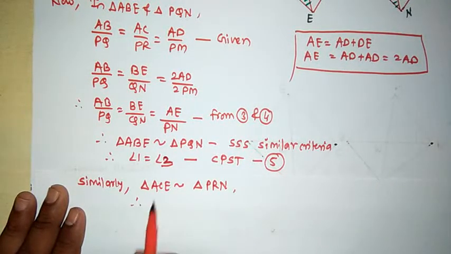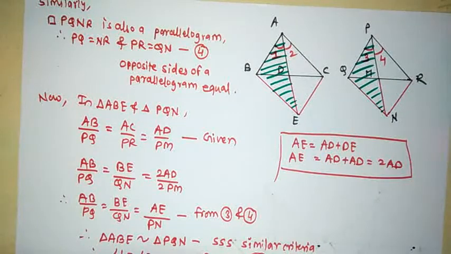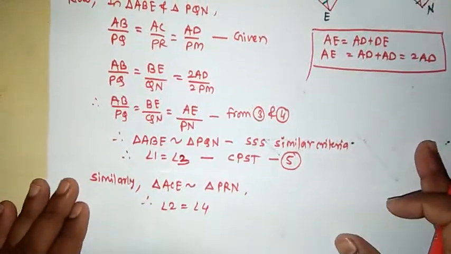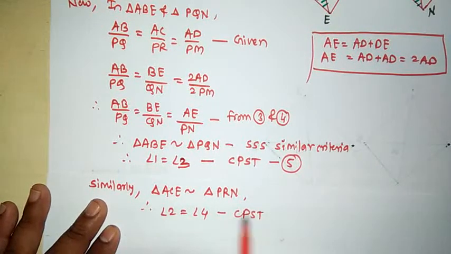Therefore, can I equate angle 2 is equal to angle 4? These two angles here. Can I equate them by corresponding parts of similar triangles? Yes, the reason is corresponding parts of similar triangles. Mark it as equation number 6.